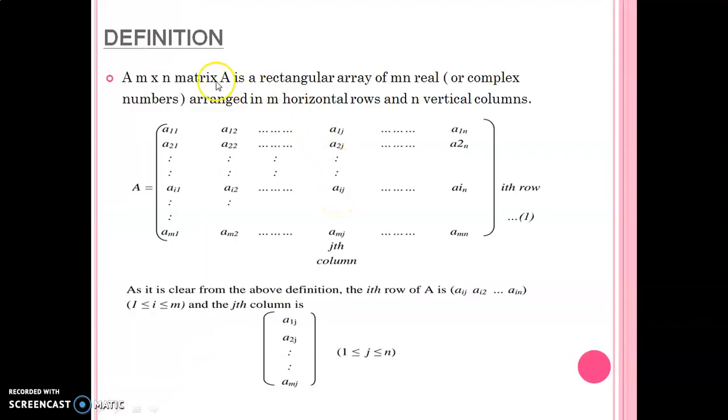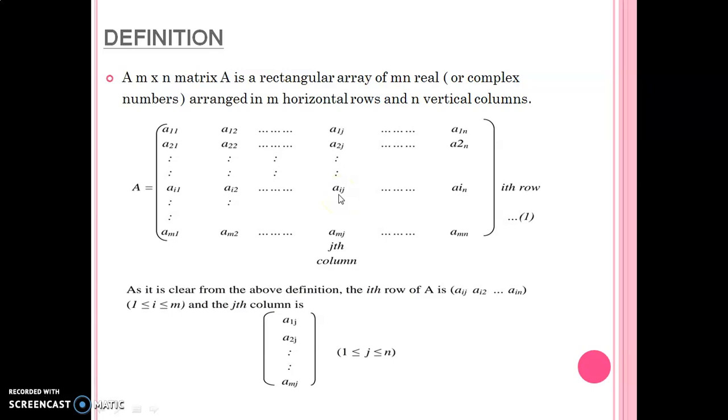We'll start with the definition of a matrix. An m cross n matrix A is a rectangular array of mn real or complex numbers arranged in m horizontal rows and n vertical columns. We denote a matrix by a capital letter and its entries are denoted by small letters.